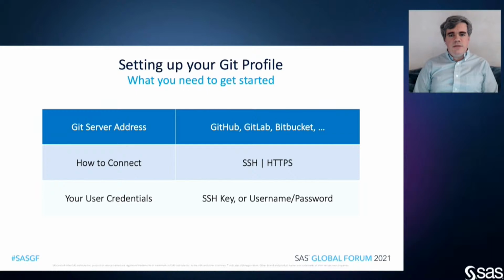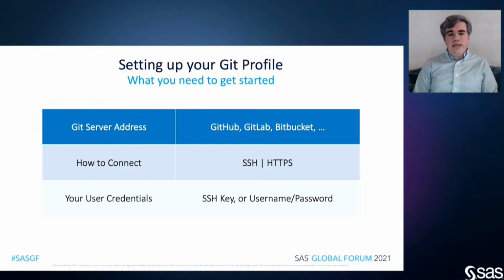Now, let's set up your first Git profile. You'll need some information in order to get started. First off, you need the Git server address. This is likely a web address, something like GitHub, GitLab, Bitbucket, or possibly another solution. You'll also need how you are going to connect to that server, whether you're going to use SSH or HTTPS. Each server will have its own documentation for how to connect.